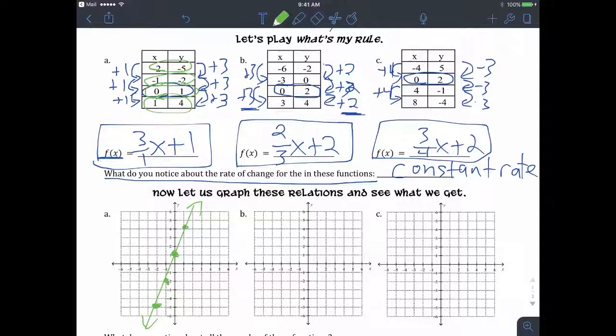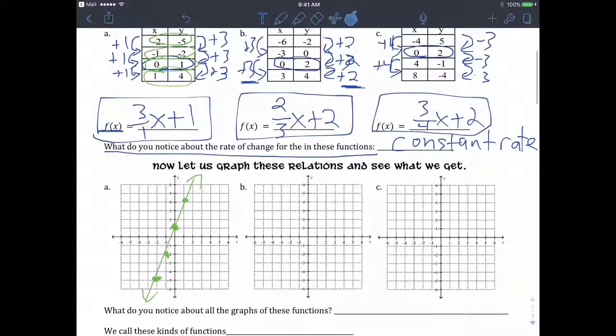Okay? Now what I need you guys to do is I need you to plot the points for B and C, and then down here, you have to tell me what do you notice about these graphs. Okay, go ahead and do that right now.